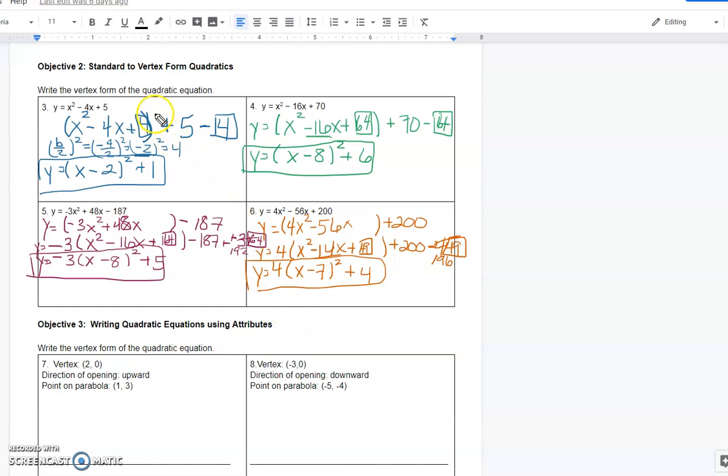Going back to the square pieces. Since my squares have to be added here inside the parentheses, I needed to subtract it here on the outside of the parentheses because I need to keep the balance of the equation. So if I add 64 or 4 here, then I have to subtract 4, so it balances out to 0. When I get to 5 and 6, I have to take into account that factor. So this factor was negative 3, and I had to take into account that whole quantity.